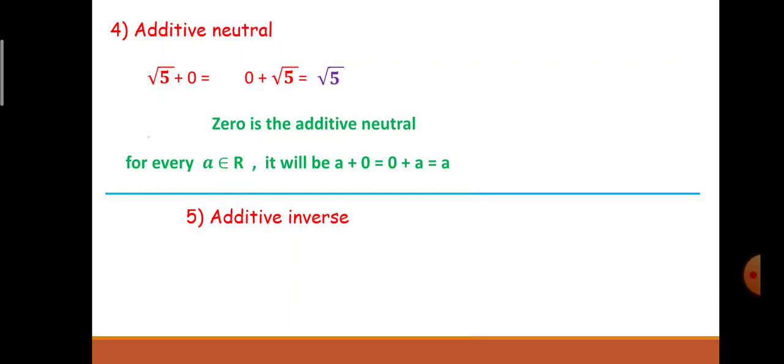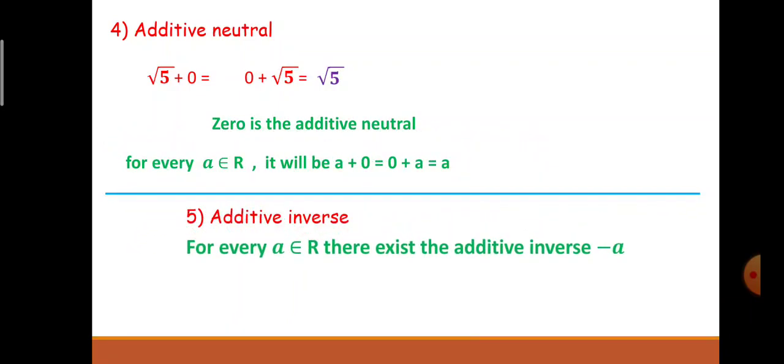Additive inverse means what? For every A belonging to R, there exists the additive inverse negative A. So the opposite of A is negative A. The opposite of negative A will be positive A. And the sum of these two values will be equal to the additive identity, which is 0.